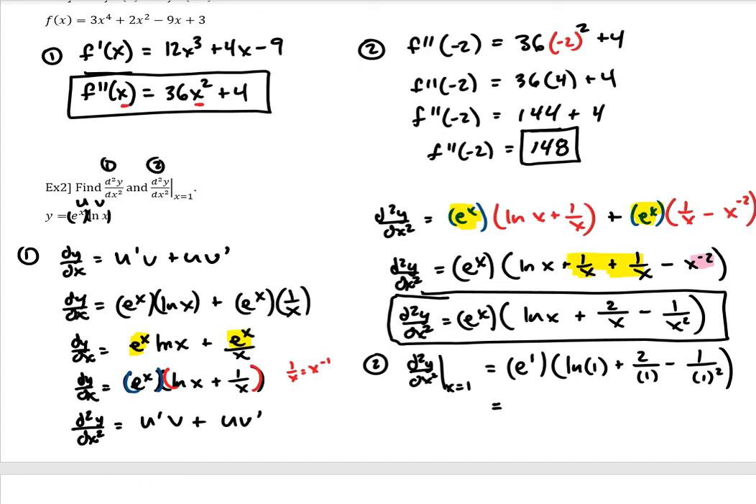So e to the first is just going to be e. The natural log of 1 is 0. 2 over 1 is 2. 1 over 1 squared would be 1. And so this is e times 0 plus 2 minus 1, which is 1. So e times 1 eventually simplifies to be just e. That's how we can find our second order derivative with these problems and then evaluate it as needed.